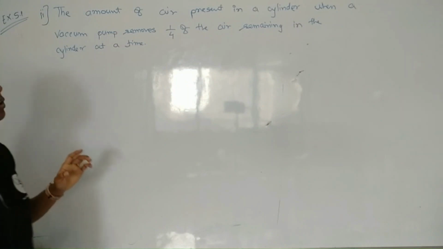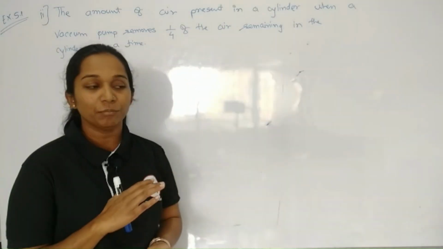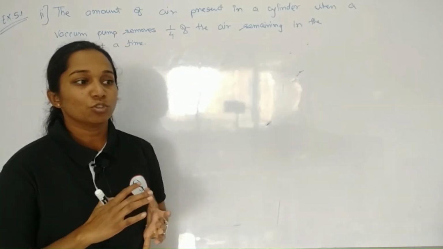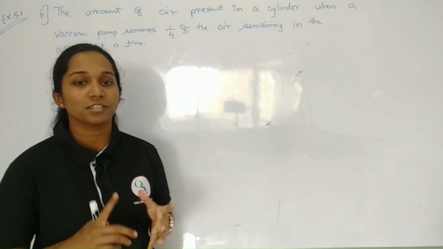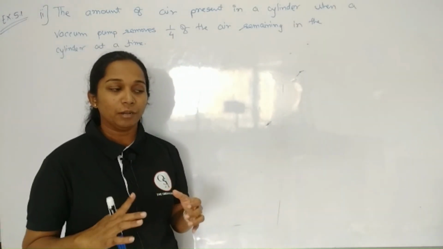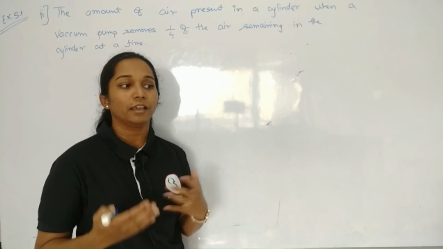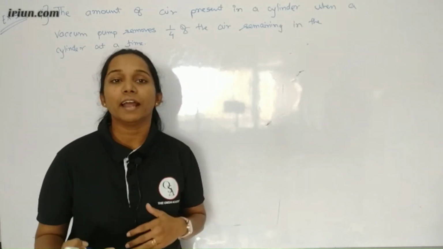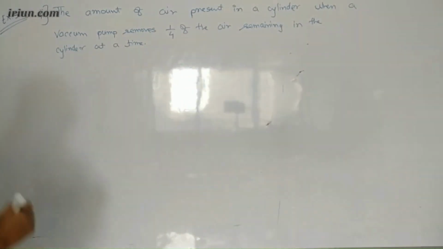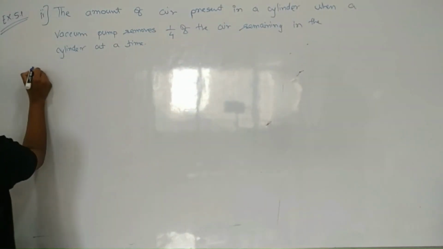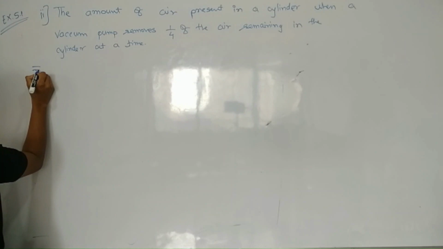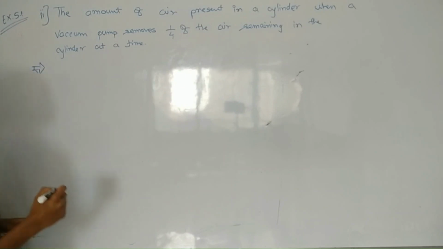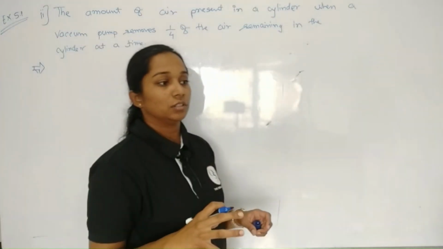It means you have a cylinder in which some air is present, and at a time the vacuum pump removes 1/4 of the air remaining in the cylinder. So see, for this type of example we have to assume the air present in the cylinder.